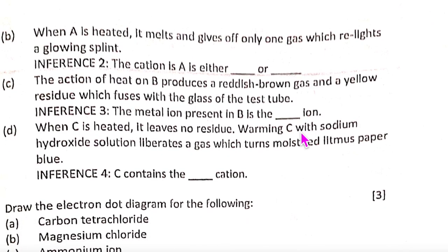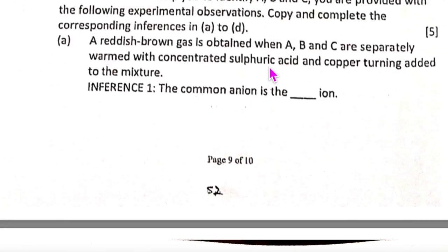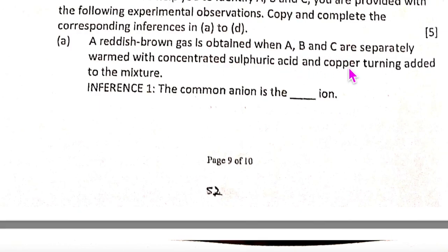When A is heated, it melts and gives only one gas which rekindles a glowing splinter. Did they say A, B, C, all of them? They've said they are treated with corresponding sulfuric acid and copper. So this is the test for nitrate radical.